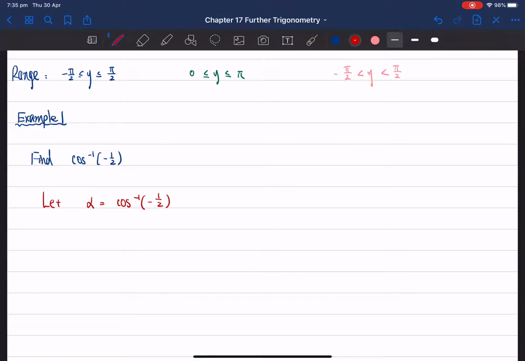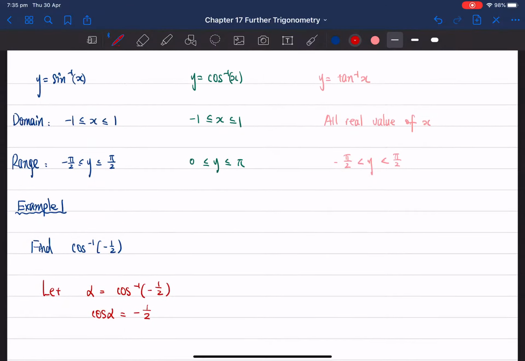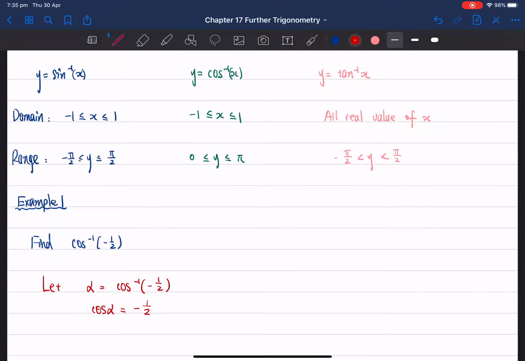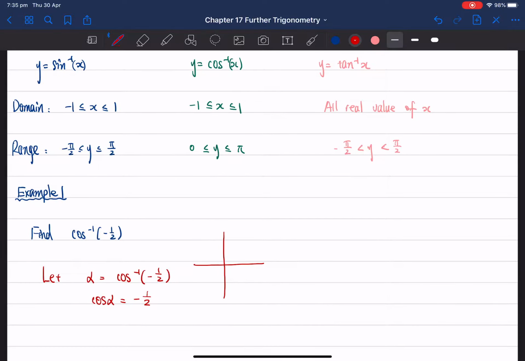And once I finish that, what you can do then is rearrange it. It becomes cosine alpha is equal to -half. Then, this is really important, you need to be able to determine where the angle is, the location of the angle, using the information that we did before. So I'm just going to create a quadrant here, and I'll show you how to do this one properly.